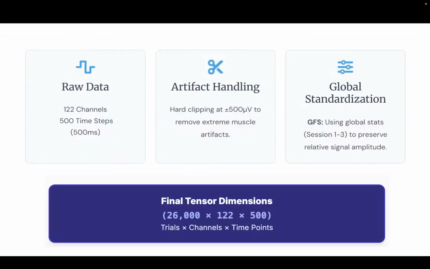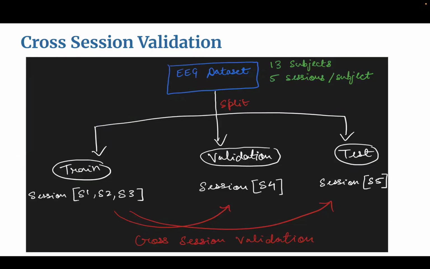Coming to the data pre-processing part, we are hard clipping at 500 microvolts to remove extreme muscle artifacts, and we are also applying global standardization for the first 3 sessions to preserve relative signal amplitude. We are using sessions 1, 2, and 3 as the training data set. Session 4 is our validation data set, and session 5 is the test data set, and we are also applying cross-session validation in the model.